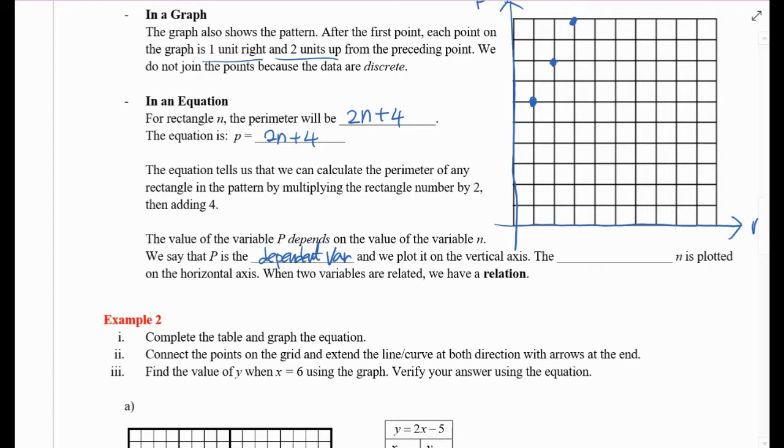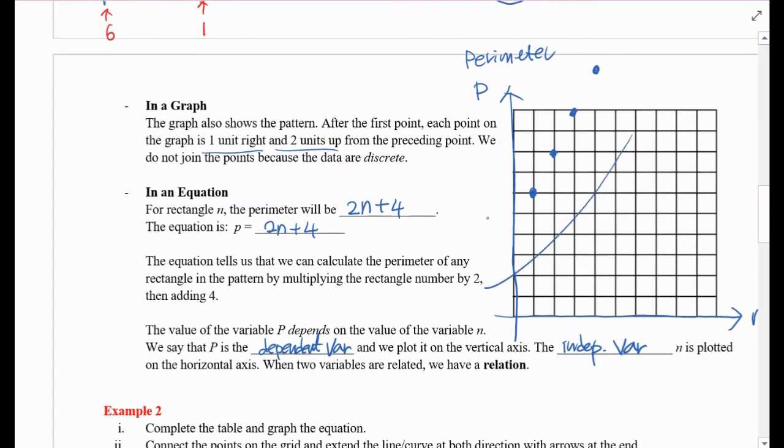And n is the independent variable. The independent variable n is plotted on the horizontal axis. When two variables are related, we have a relation. So these two variables show a linear relation. It's a linear relationship.